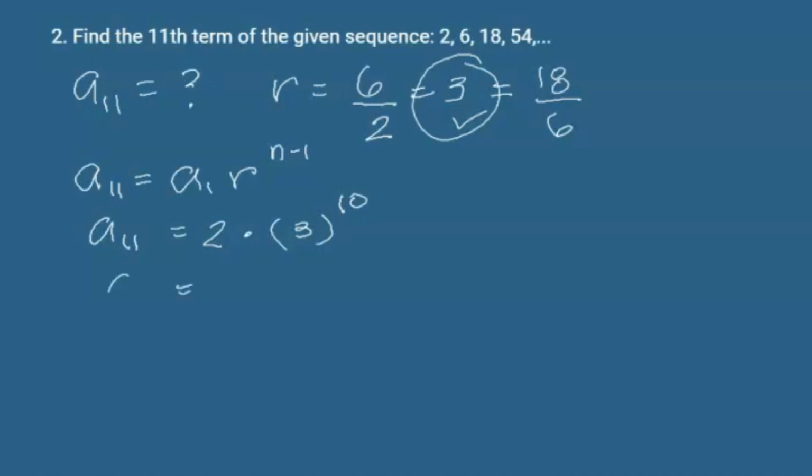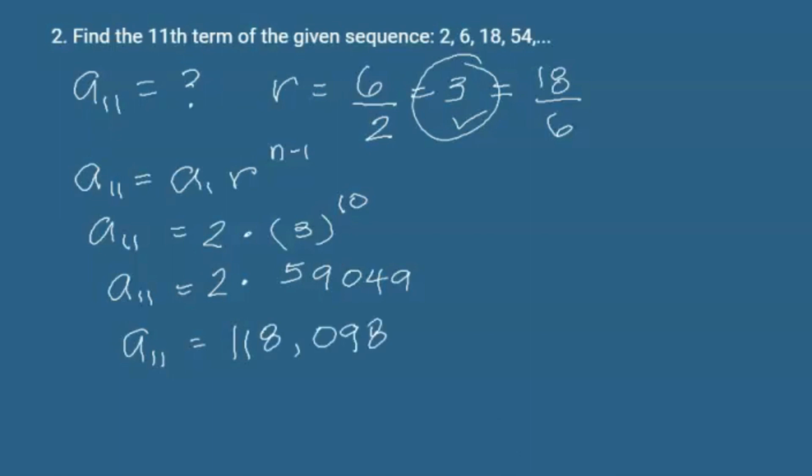Let's use our calculator to get 3 to the 10th power times 2. So 3 to the 10th power is 59,049. Multiply this by 2. The answer is 118,098. So that's our 11th term.